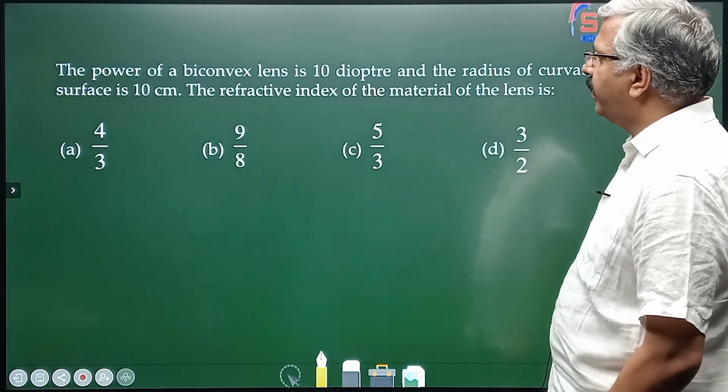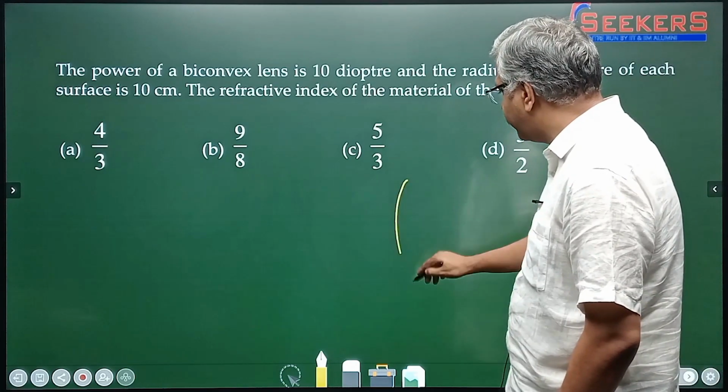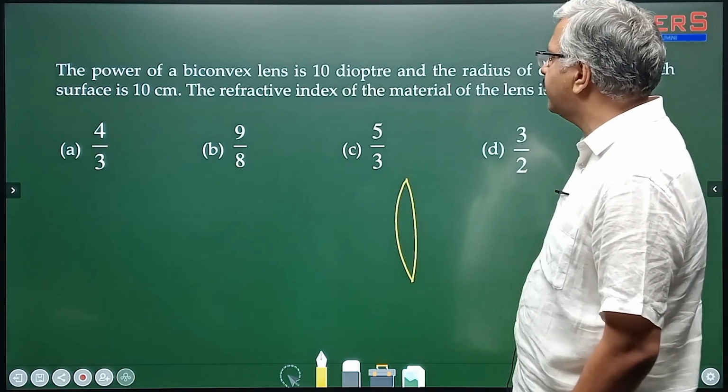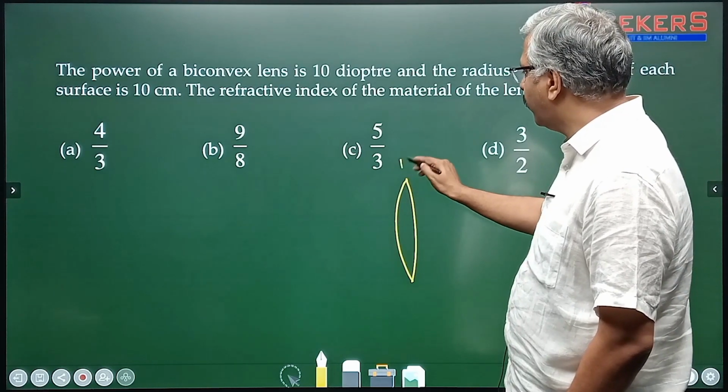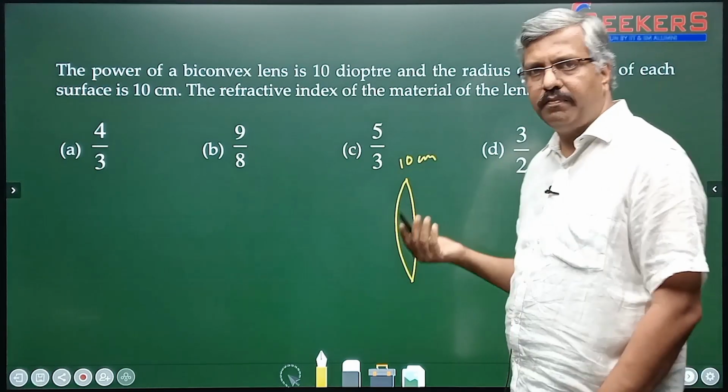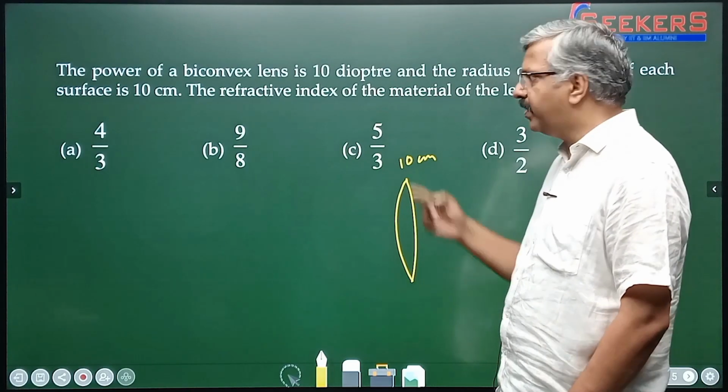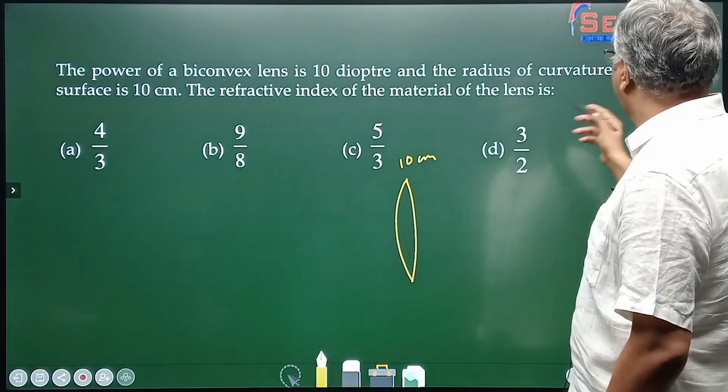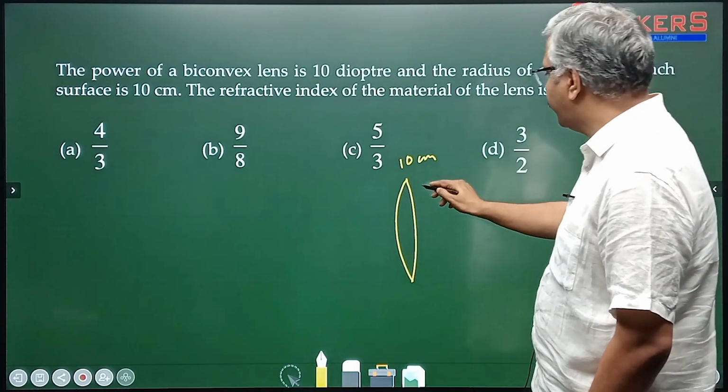The power of a biconvex lens. Biconvex lens na ipdi irukum. Biconvex lens is 10. 10 diopter na focal length will be 10 centimeter. Power is equal to 1 by focal length in meters. So 10 centimeters. Radius of curvature of each of the surface is 10.